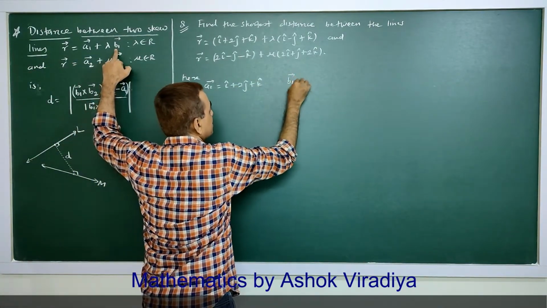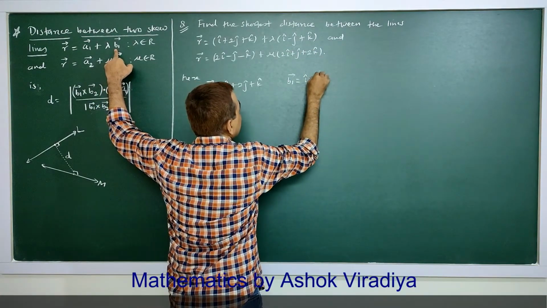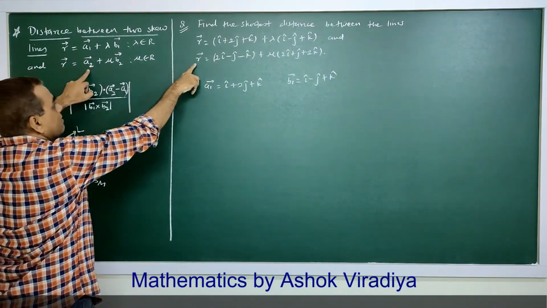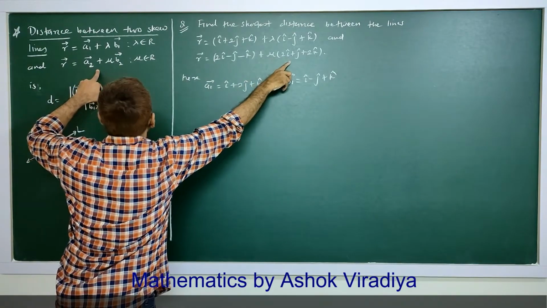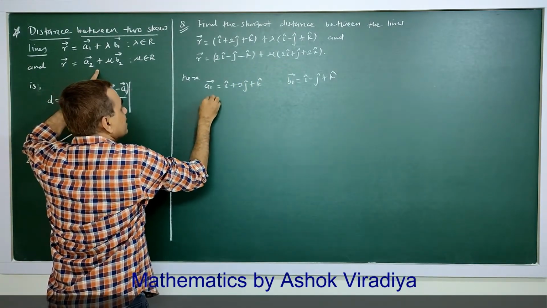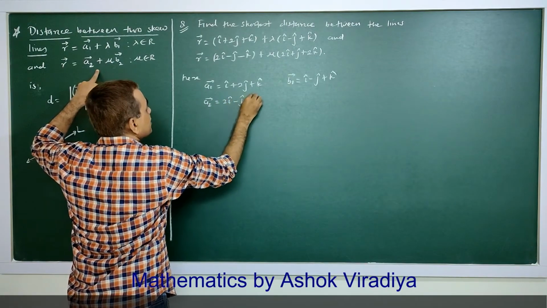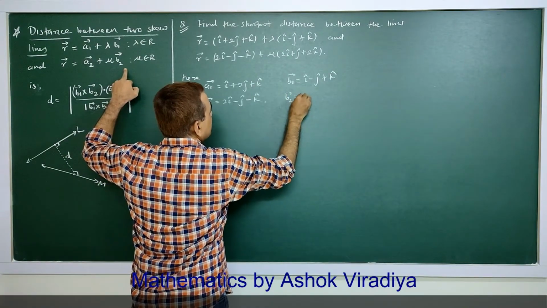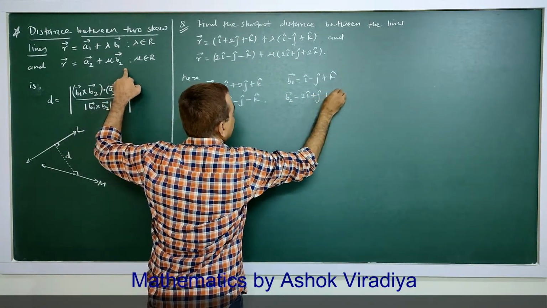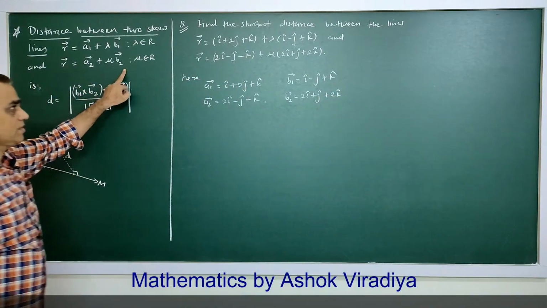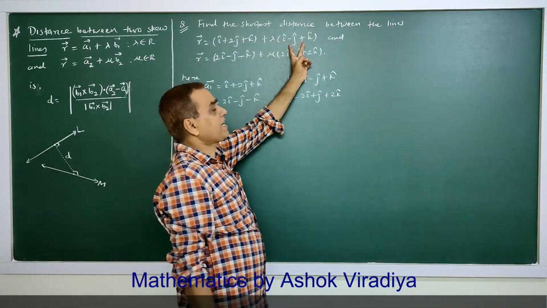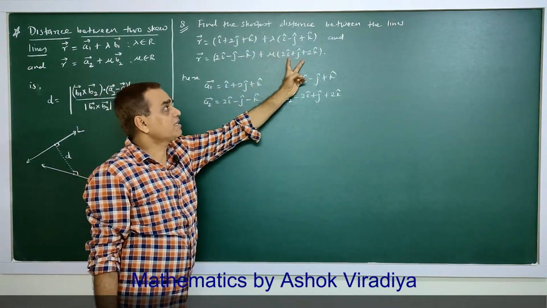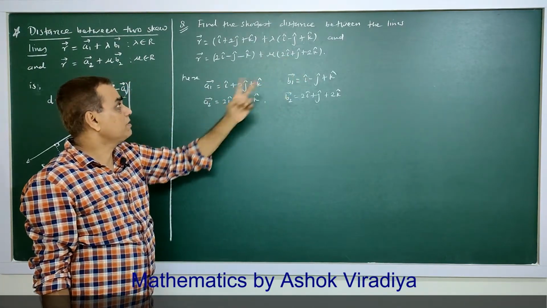b1 is, this is b1, i minus j plus k. Second line is, compare with this result, vector r is a2 plus mu b2. So this is vector a2. a2 is 2i minus j minus k. b2 is 2i plus j plus 2k. So a1 plus lambda times vector b1, vector a2 plus mu times vector b2. So a1 a2, b1 b2.